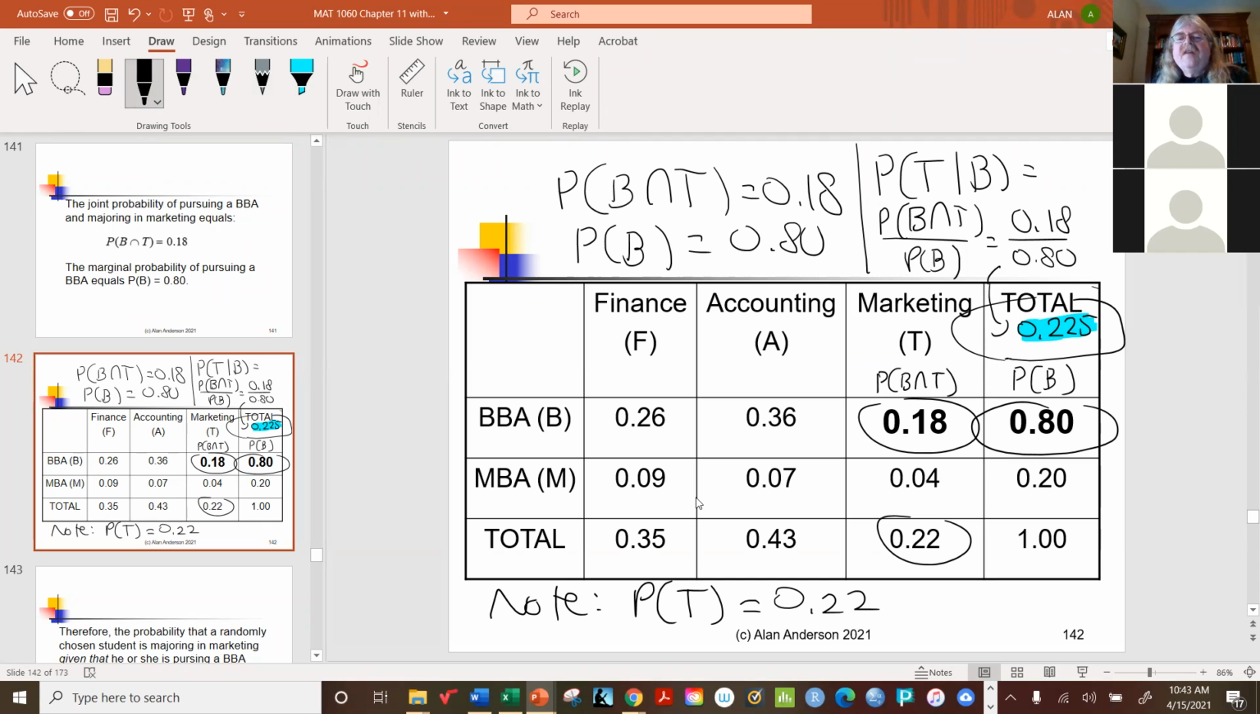So once we know for a fact that this is a bachelor's degree student, the probability that they're getting their degree in marketing is 0.18 out of 0.80, which turns out to be 22.5%.